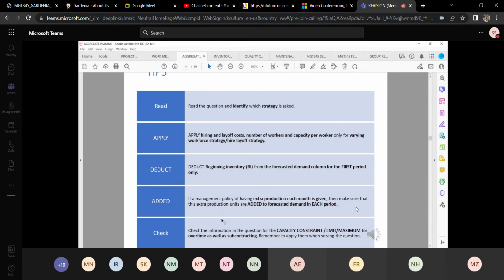Then you need to check, okay, for the information, for the capacity constraint, limit, maximum for the overtime as well as for the subcontracting. Kalau ada, letak siap-siap dekat dalam you punya table tu. So that you won't forget when you do the minus and adding from the working.